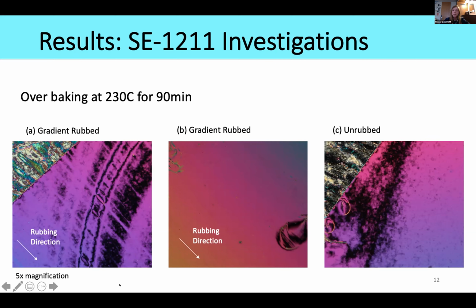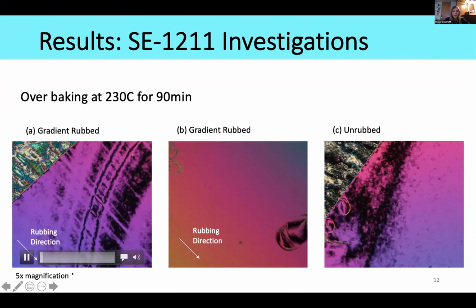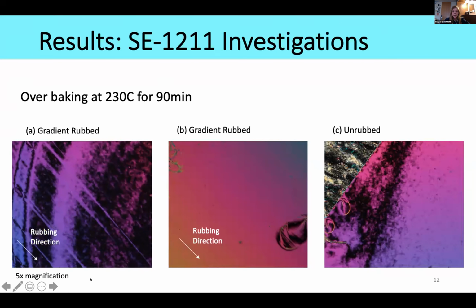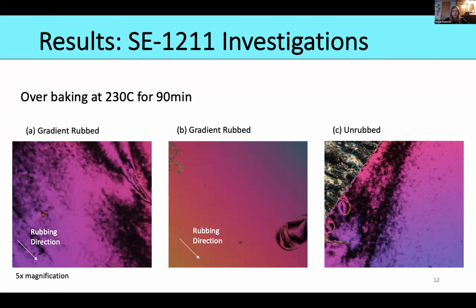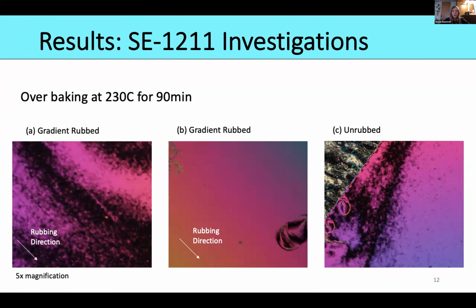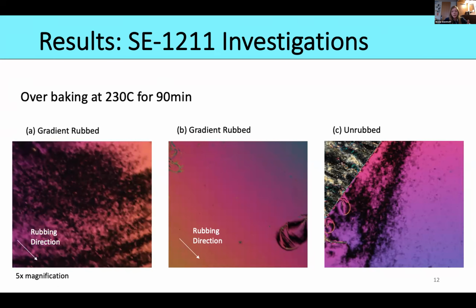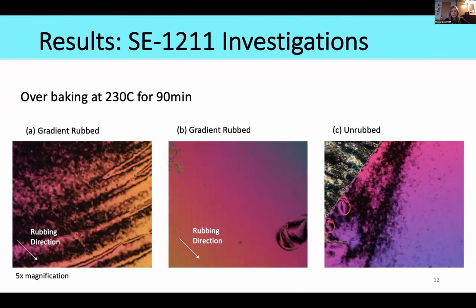So first, we started just by overbaking our SC1211, just the SC1211. We're not adding RN1175 yet. We started by overbaking it at about 230 degrees Celsius for about 90 minutes, and we saw some encouraging results at this point. If we look at this rubbed sample here, we can see the gradient behavior that is encouraging for what we're trying to observe, as we go from those blues to purples to pinks to an orange salmon to almost yellow at the end there.